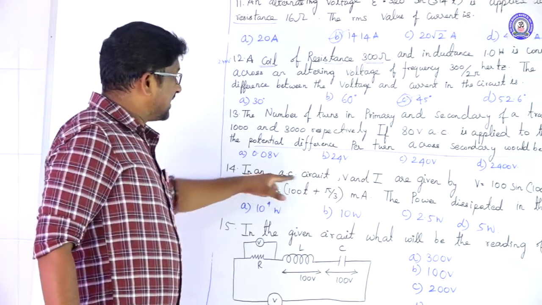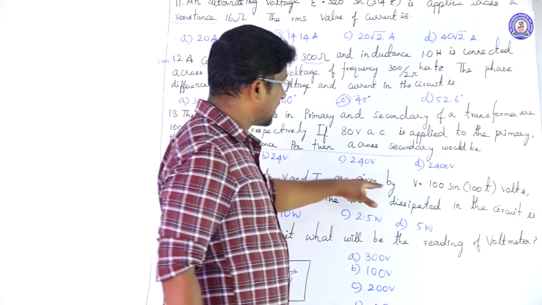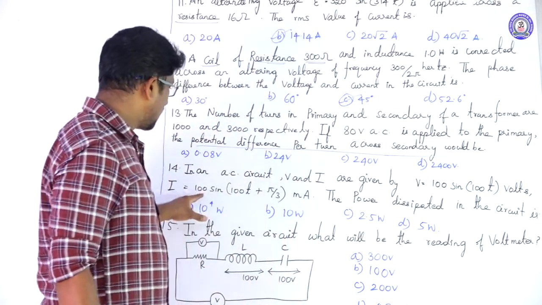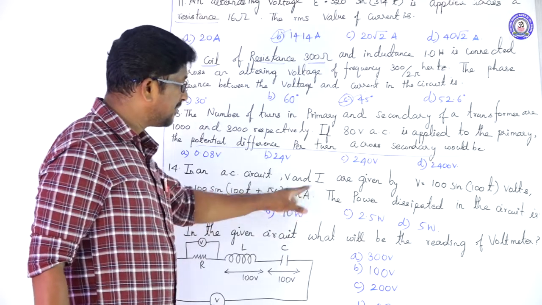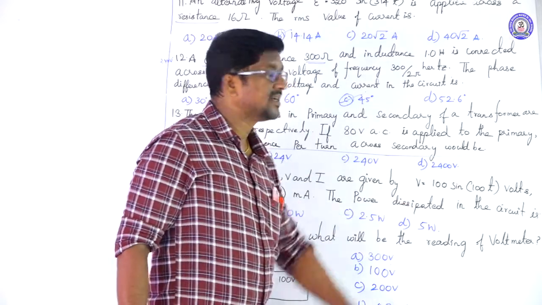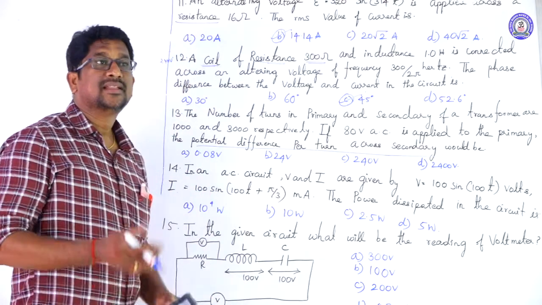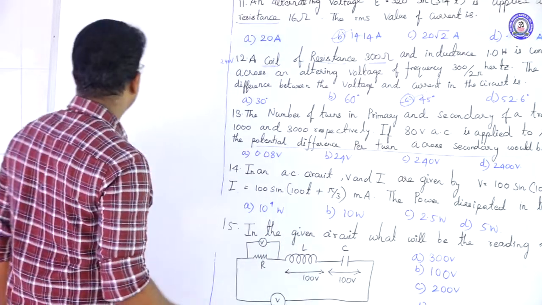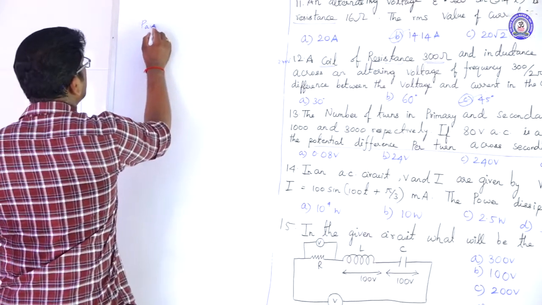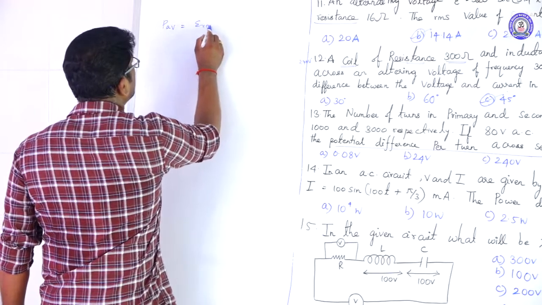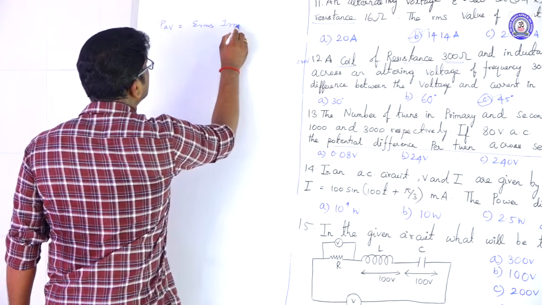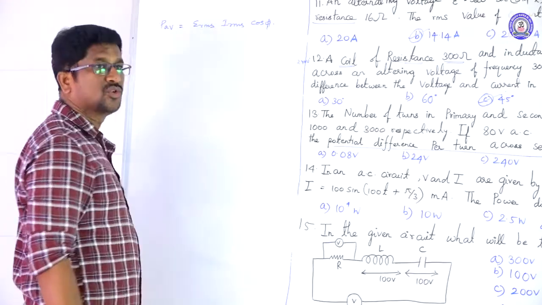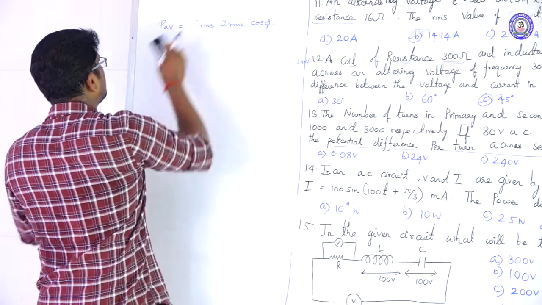Next. In an AC circuit, V and I are given by V is equal to 100 sine of 100 t volts and I is equal to 100 sine of 100 t plus pi by 3 milliampere. The power dissipated in the circuit. Power dissipated means the average power consumed by the circuit. The average power consumed by the circuit is Erms into Irms into cos phi.